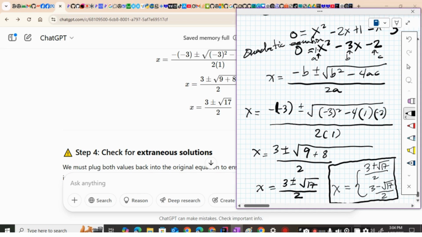Now in the next episodes, we will try to solve more expressions that involve exponents and radicals.